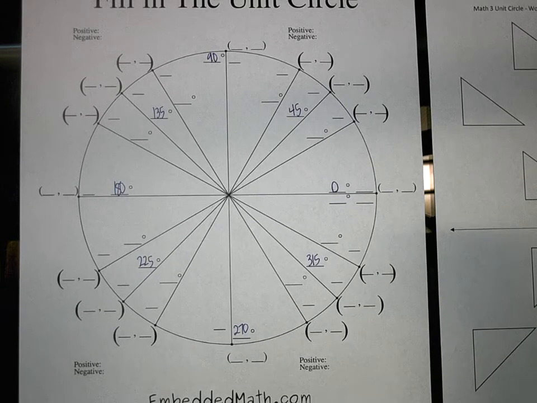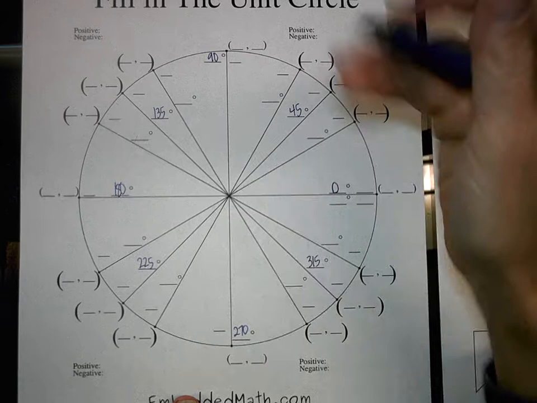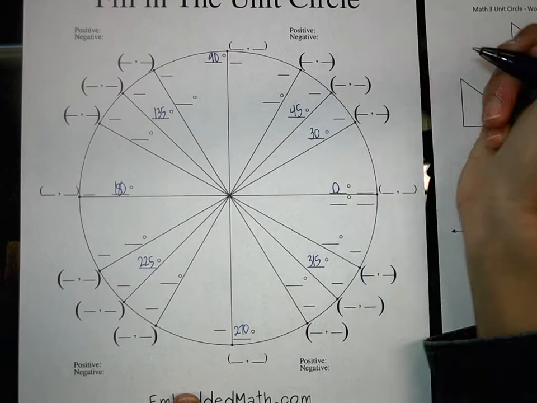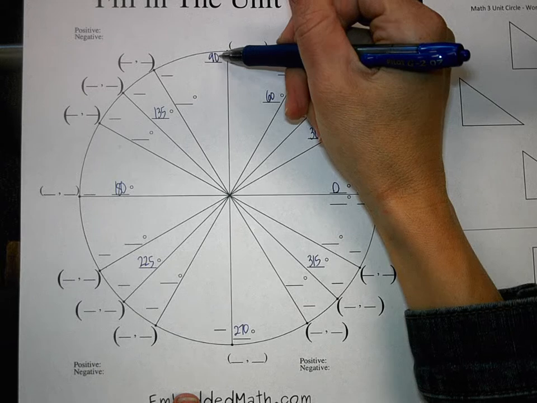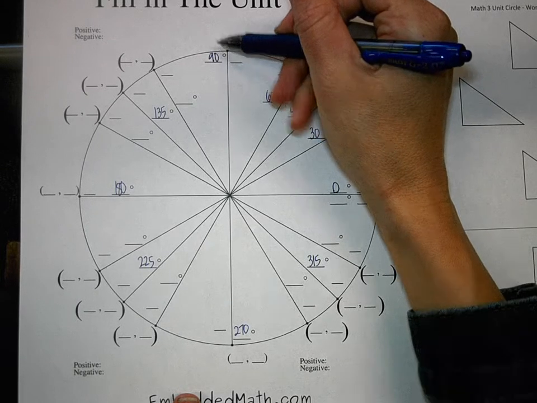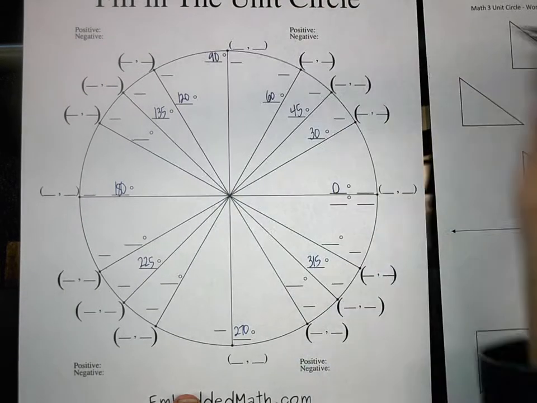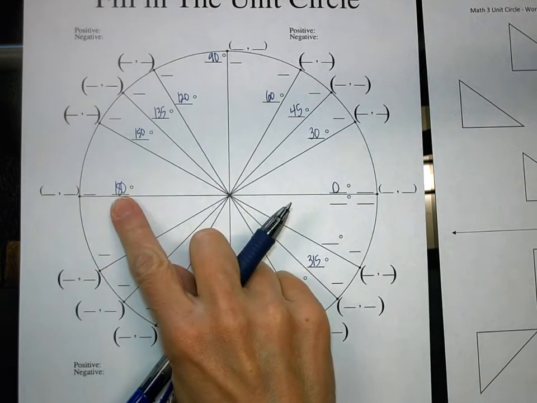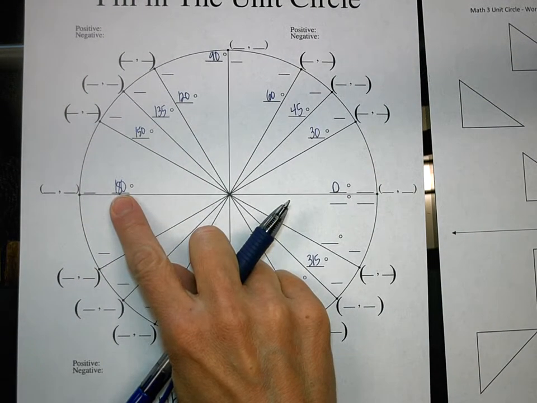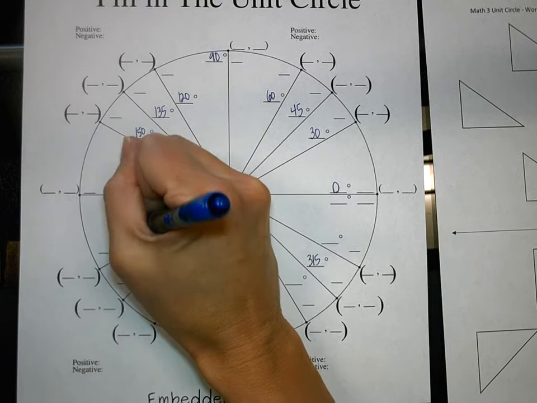The next I'll do is 30s. So we start at 0, we put 30 in. You add 30 and you get 60. You add 30, you get 90. You add another 30, you get 120. Another 30 is 150. Another 30, 180. Another 30 is 210.